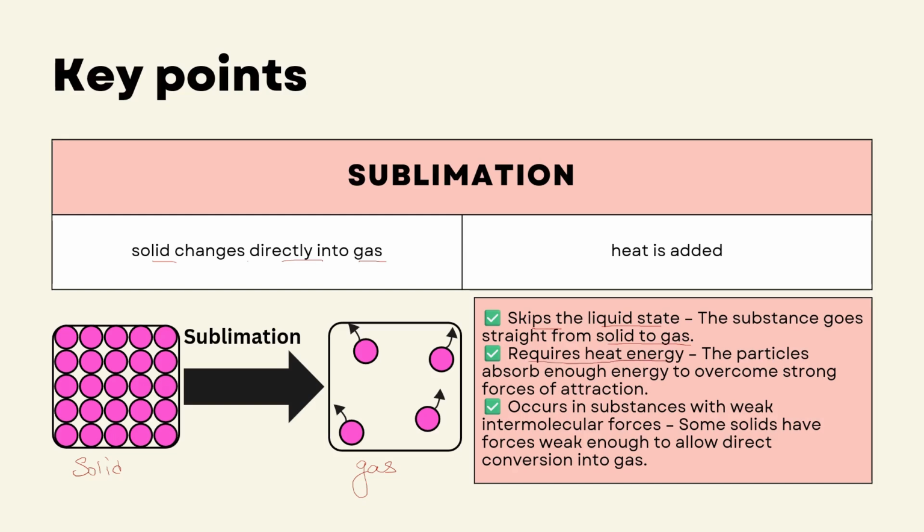The substance goes straight from solid to gas. It requires heat energy. The particles absorb enough energy to overcome strong forces of attraction. Occurs in substances with weak intermolecular forces. Some solids have forces weak enough to allow direct conversion into gas.